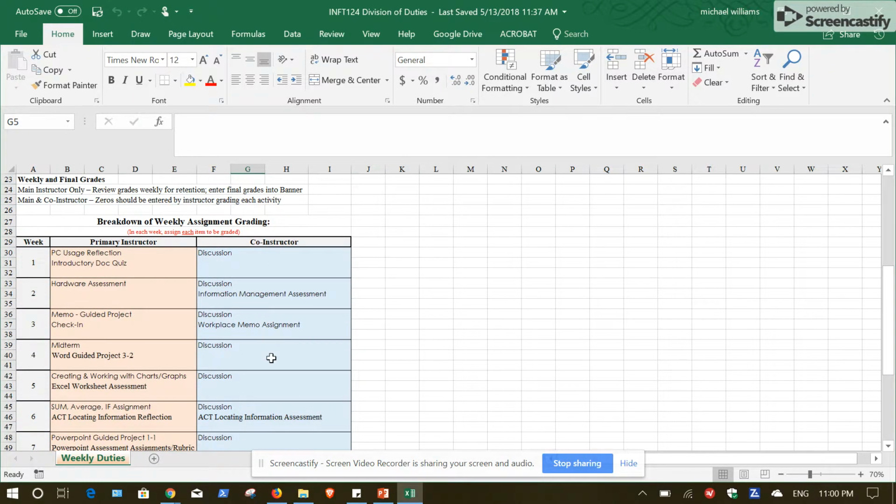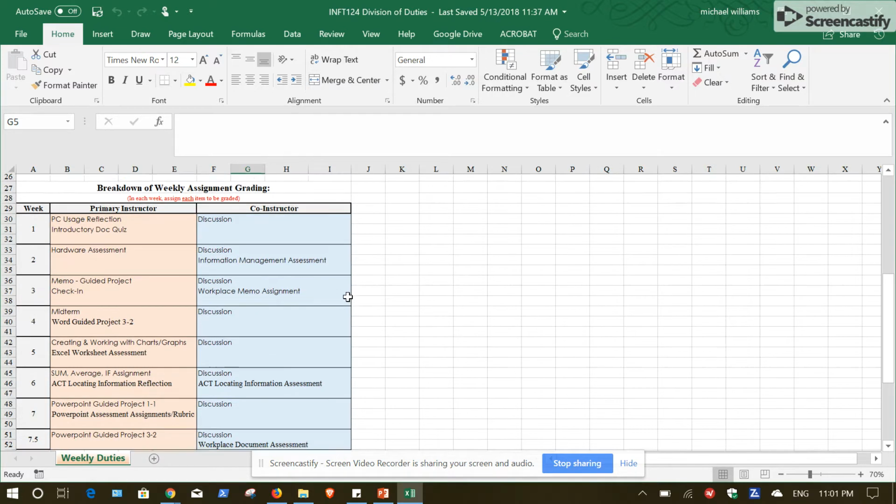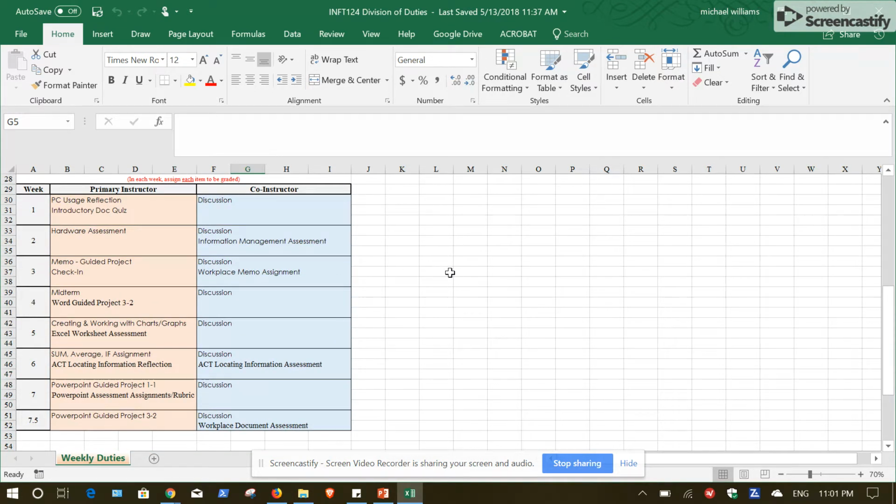For the breakdown for weekly assignments, you do not have to go by this example, because I did send the template out to most of you. You can divide up the grading assignments the way you see fit for your course. However you want to do that, that's up to you. But I think this is a nice, concise, and neat template to stay abreast on what's going on between you and your co-instructor, as well as the faculty coach being able to view the division of duties for every course or every class.